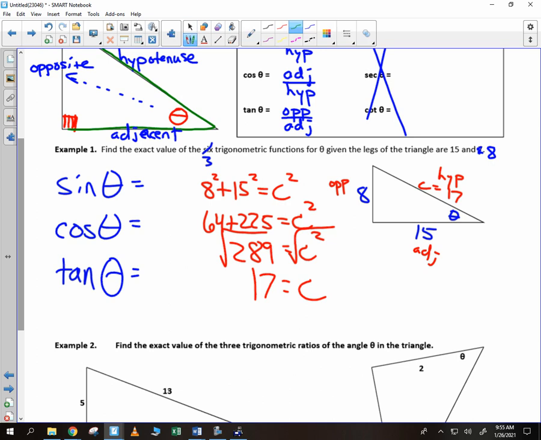Now that I have all three sides, I could go ahead and write the trigonometric expressions. Sine of theta is going to be what over what? 8 over 17. Cosine will be what? 15 over 17, the adjacent divided by the hypotenuse. And then tangent is the opposite divided by the adjacent, 8 over 15.